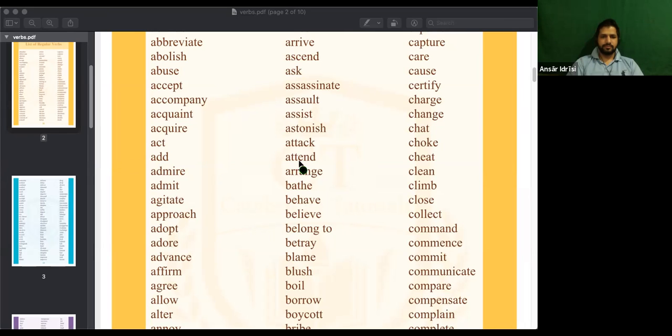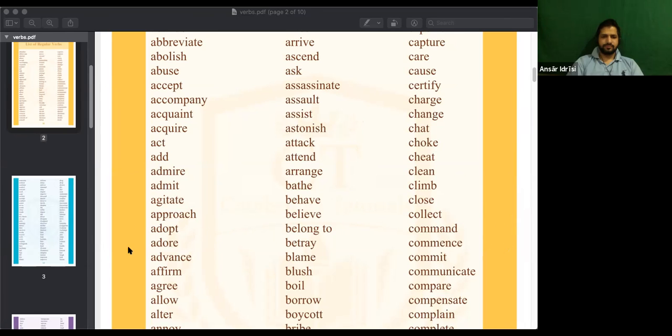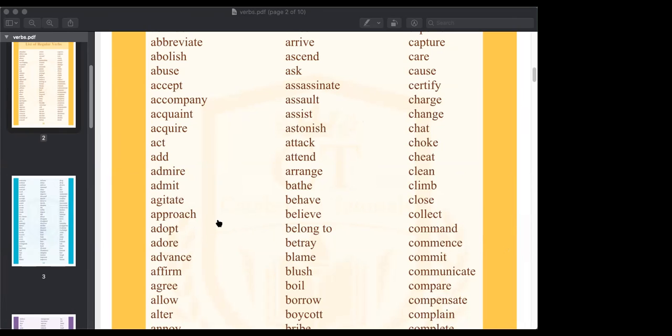Adopt. Next. She used to behave. She used to believe. Did she used to believe? She didn't used to believe. Believe. Next. She used to behave. Did she used to behave? She didn't used to behave.